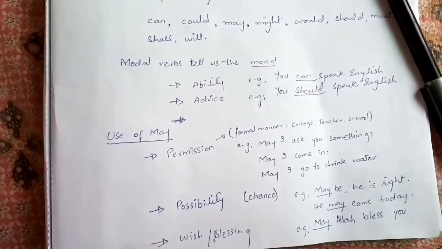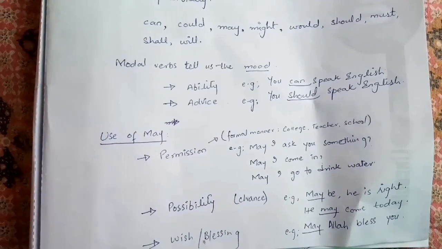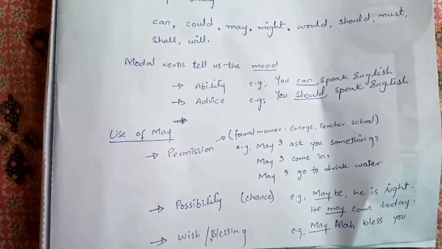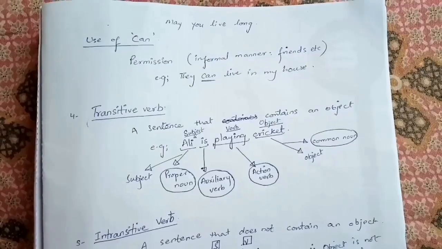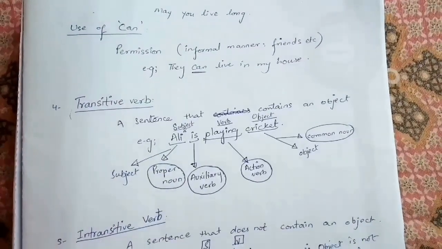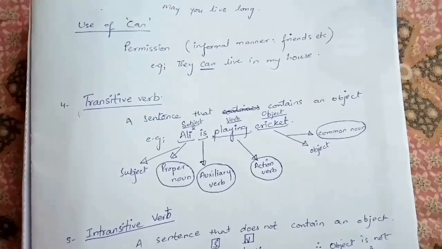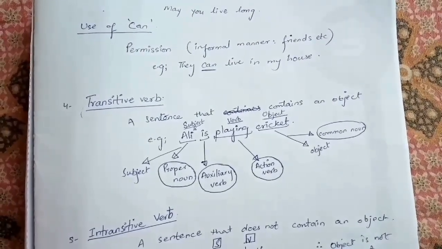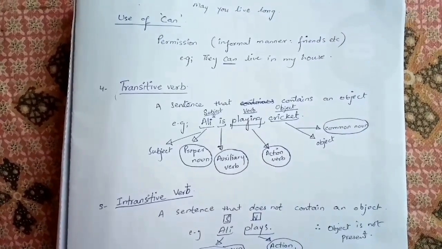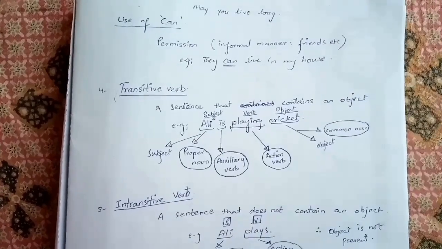This is a possibility. But if I say, may Allah bless you, or may you live long, over here the word may shows that I'm praying, or I have a wish or desire. Now, where you have to use the word can, it also represents permission, but in an informal manner. May shows the formal permission, while can shows the informal permission.